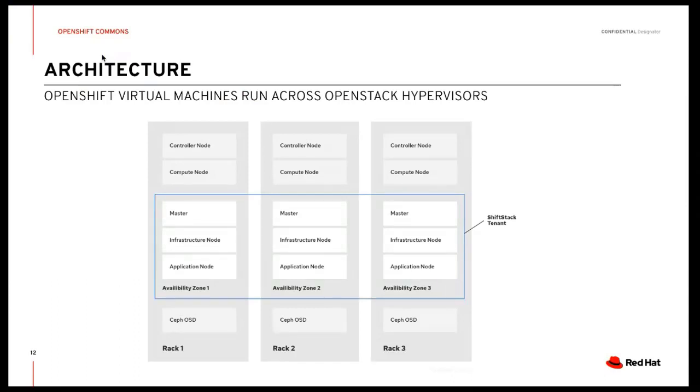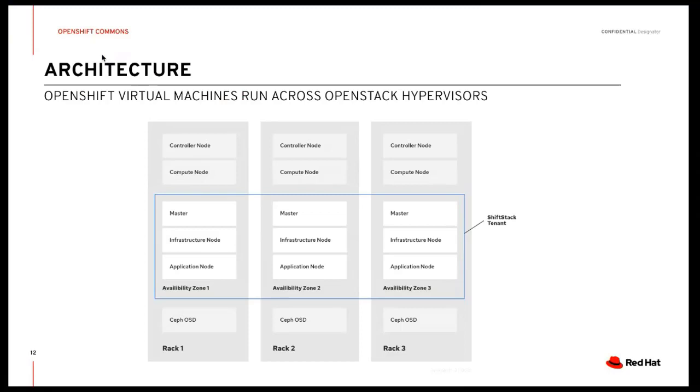Now, in this reference architecture, OpenShift is deployed in a single OpenStack tenant, although you can deploy multiple OpenShifts in a single tenant or deploy multiple OpenShifts in different tenants. But in the reference architecture, they're one tenant, and I call it the shift stack tenant, which you see on the right. It's surrounded by the blue box.